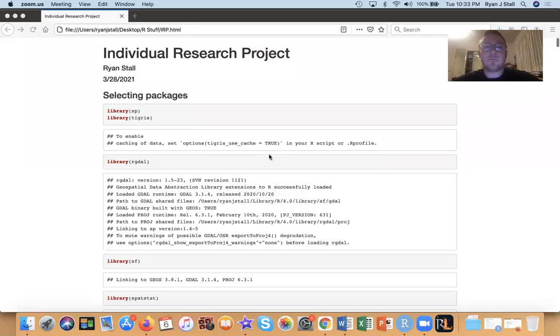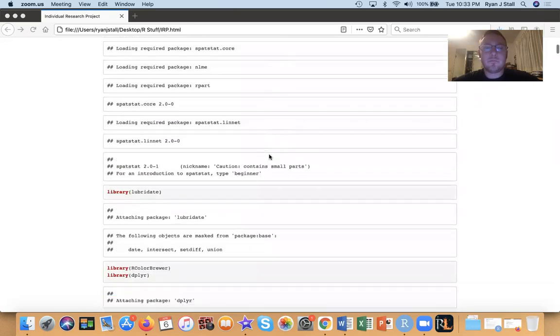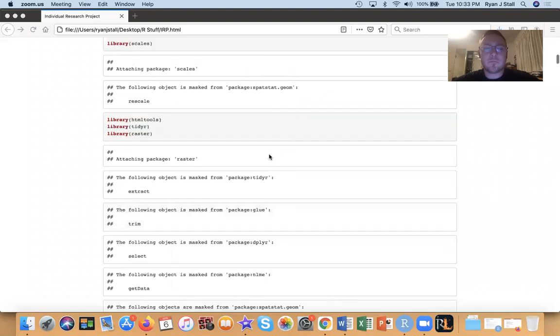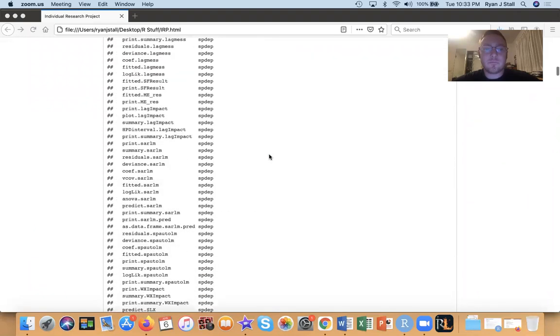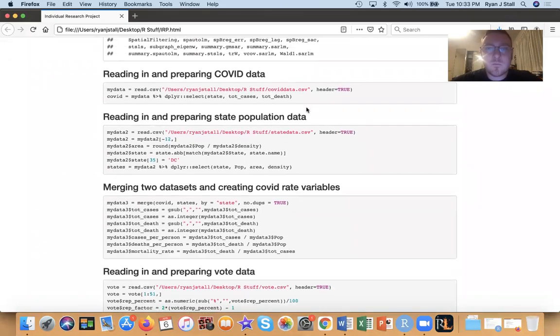The first thing I did was load a bunch of different packages. You can check my HTML file to see all the packages I loaded. The next thing I did was load in the COVID dataset, which can be found on the CDC website. The dataset had a whole bunch of different variables, but the ones we are looking at are the total cases and the total deaths. Next, I read in the states dataset, which likewise has a whole bunch of variables, but only two were relevant to this project: population and population density.